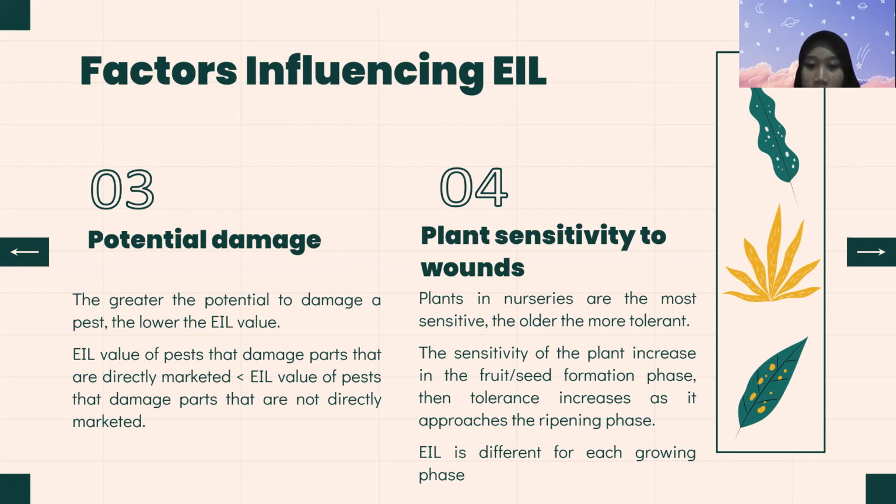Number 4 is plant sensitivity to wounds. Plants in nurseries are the most sensitive, the older, the more tolerant. The sensitivity of the plant increases in the fruit or seed forming phase. Then tolerance increases as it approaches the ripening phase. EIL is different for each growing phase.